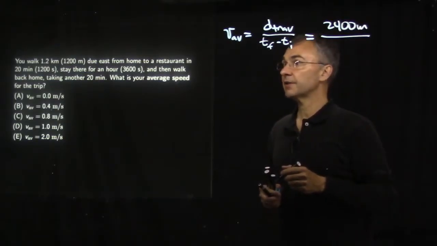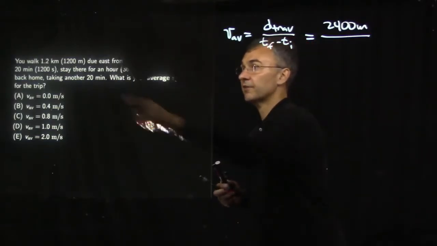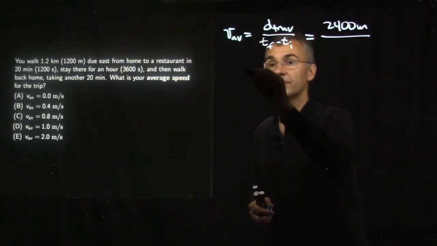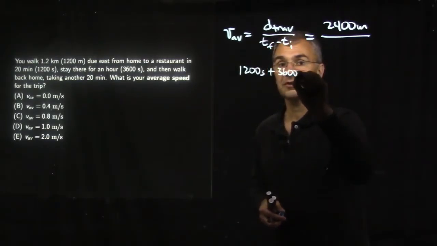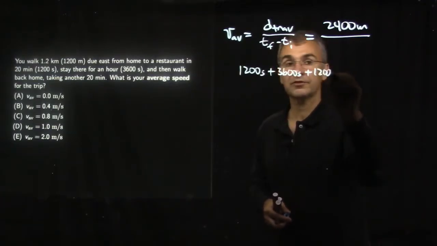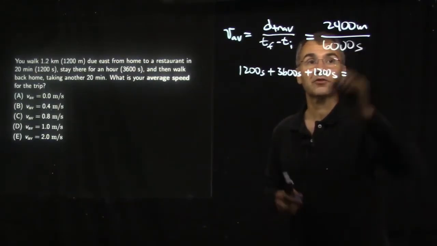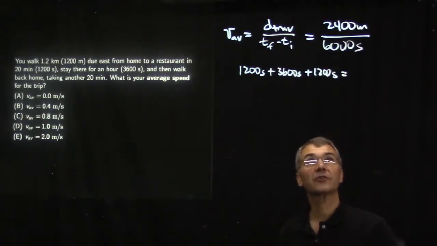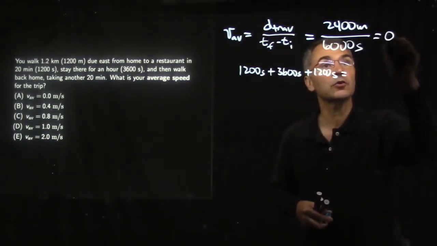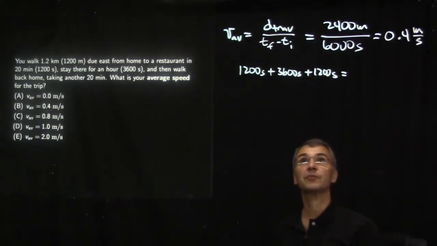And the time was, total time is 1,200 seconds plus 3,600 seconds plus 1,200 seconds. So I guess that's right. So that's 1,200 plus 3,600 plus 1,200 seconds. So you add those and you get 6,000 seconds. So you take 24 divided by 6 is 4. So this is 0.4 meters per second was my average speed.